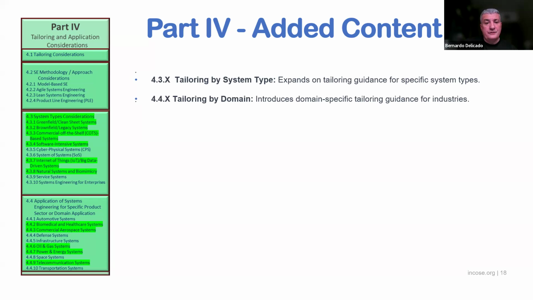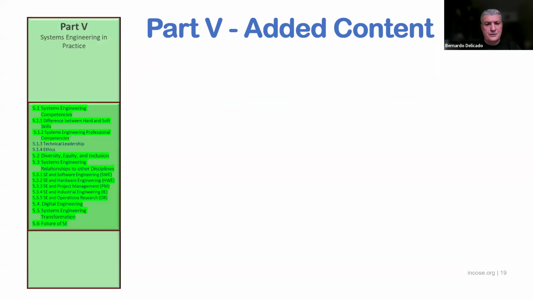We also have 4.4x, you know, sessions, tailoring by domain. It introduced domain-specific tailoring guidance for industries. You know, in the past in version 4 we had some tailoring by domain, but just here we have new biomedical and healthcare systems, commercial aerospace systems that are related to aeronautics, you know, and oil and gas systems, power and energy systems, and telecommunication systems, you know.